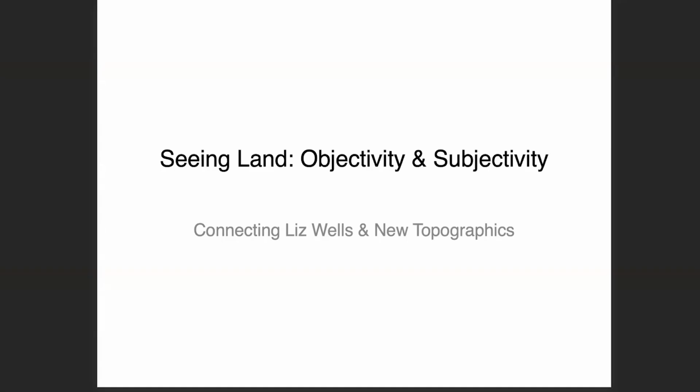With Liz Wells' introduction to Land Matters, Landscape Photography, Culture, and Identity, she reminds us that photography transforms space into place through representation. Every visual choice, from framing to color, participates in constructing its meaning. We're going to talk about this historically and aesthetically, and how throughout the history of landscape photography, there has been a tension between objectivity and subjectivity.